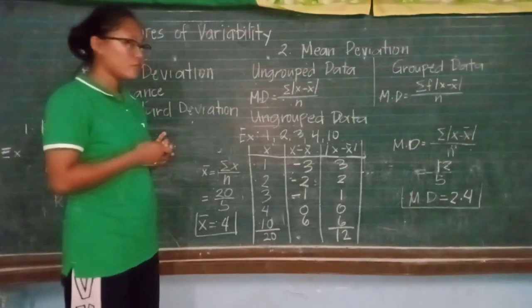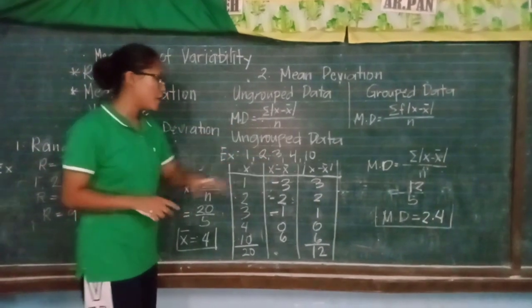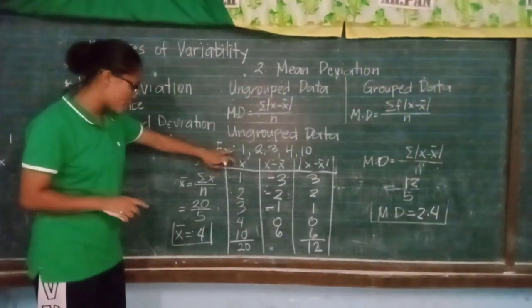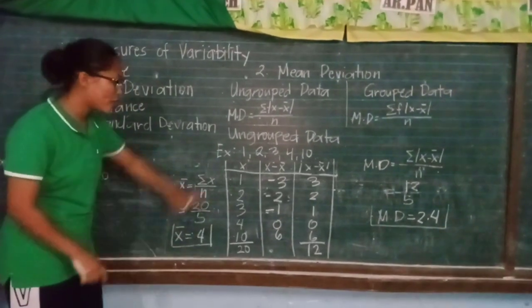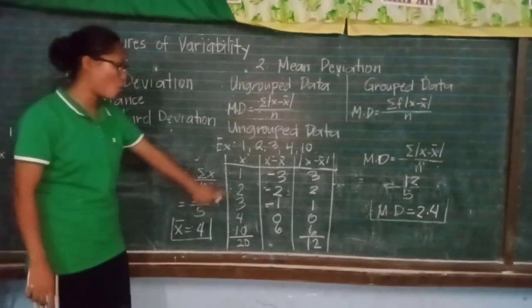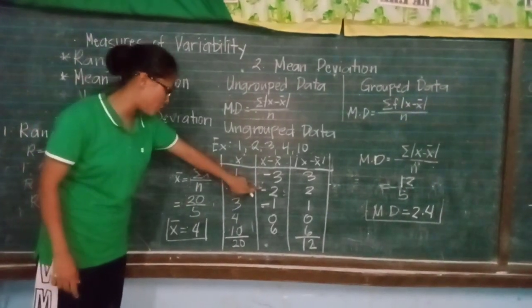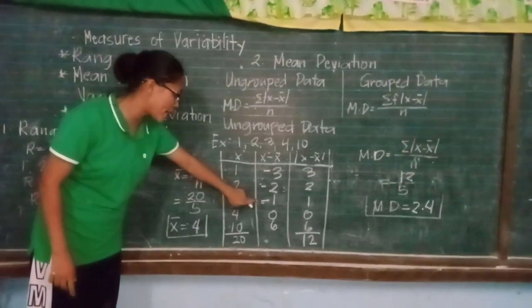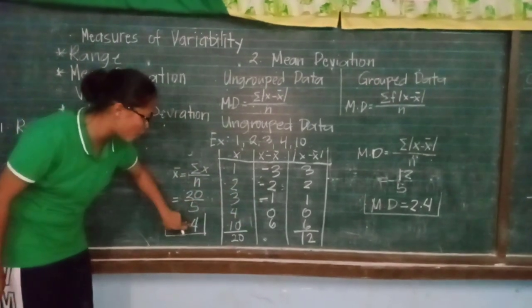And now we will proceed to the next column. But before that, we will subtract our X from our mean, and that is 4. So 1 minus 4 is equal to negative 3. 2 minus 4 is equal to negative 2, and 3 minus 4 equals negative 1, and 4 minus 4 is 0, 10 minus 4 is 6.